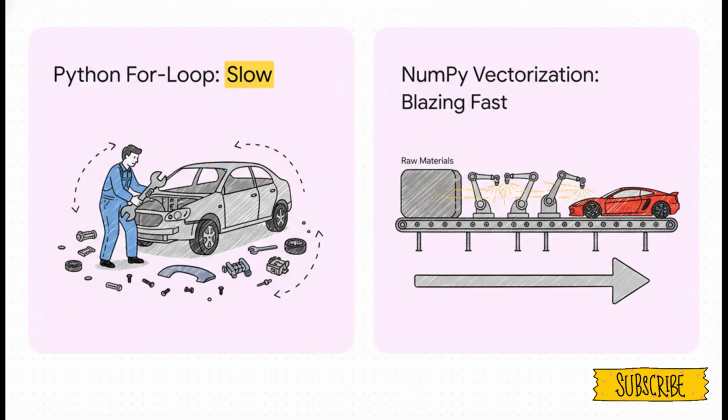A Python for loop is slow because it has to think about every single step. NumPy doesn't do that. When you type array times 2, you're kicking off a single, highly optimized operation in C code. It is literally the difference between building a car by hand, piece by piece, and having a fully automated factory line do it for you.